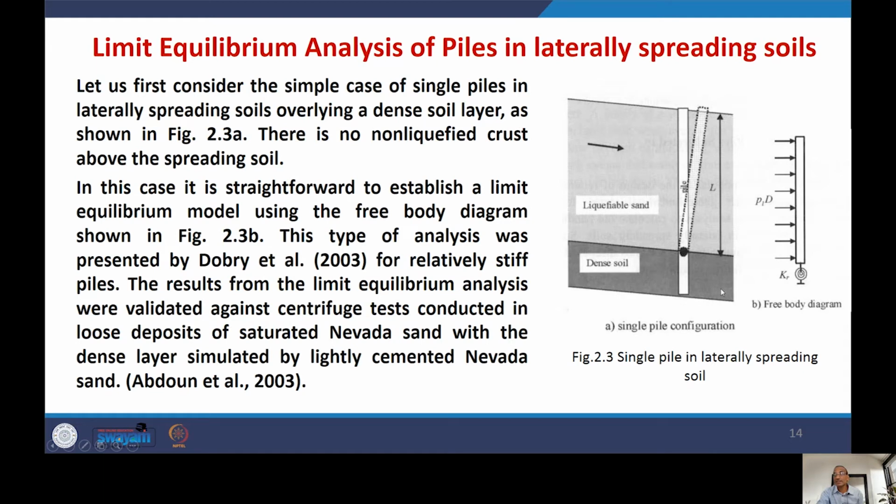So what is the case in figure 2.3? You can see how this is modeled. This is the length of the liquefiable sand, and here on the pile the pressure is applied, which is equal to PL times D, where D is the diameter of the pile and PL is the pressure in the liquefiable layer. And because a hinge is formed in the dense sand, the dense sand is replaced by a rotational spring, which is shown in this case. So the free body diagram of figure 2.3 is shown here, and we continue using this.